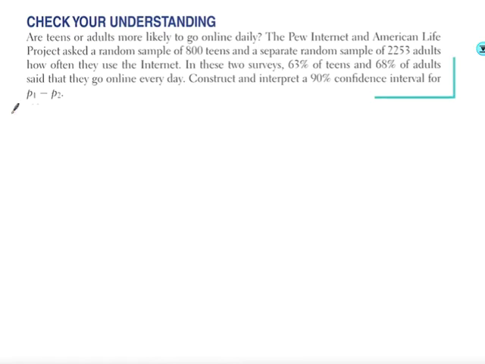For this one, this is going to be our 4-step process. So we're going to start with our state. For state, we're going to say we want to find a 90% confidence interval for P1 minus P2.